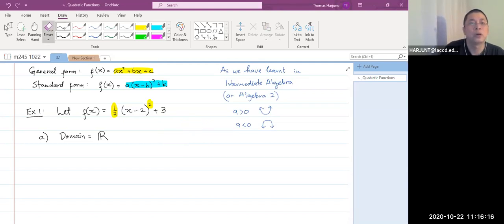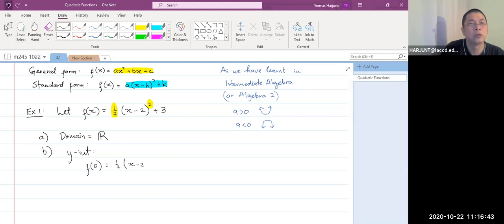So we will need to answer the range question later on. But for us to find the range, we need to find the vertex. So we will hold on to the range until we get the vertex. Part B, how about the y-intercept? The y-intercept, we plug in x equals 0 and compute.